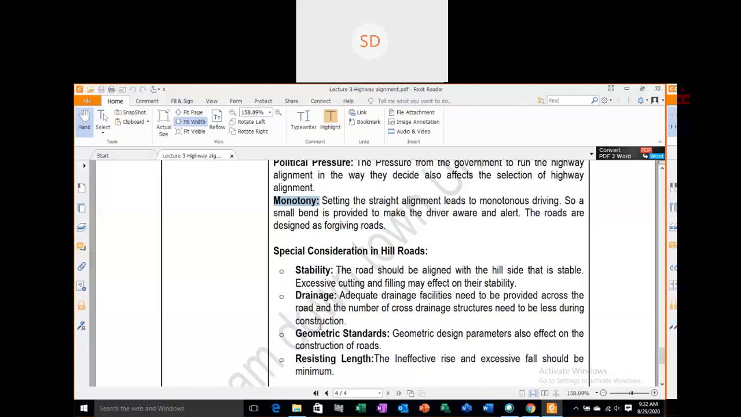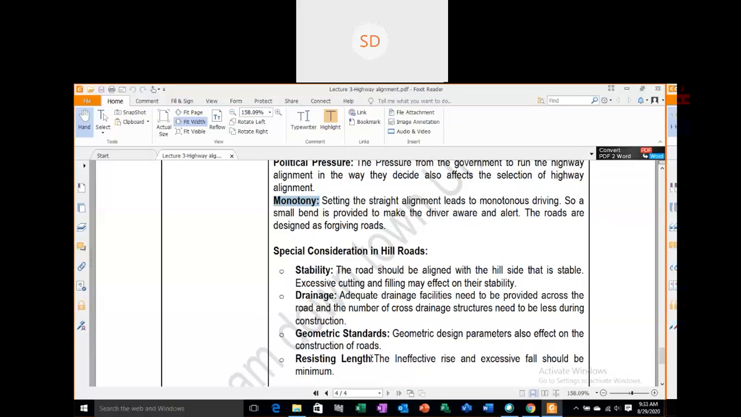Then geometric standards. There are different geometric standards which you need to follow for the hill roads, in terms of different geometric features, like the gradient. There are different standards for the gradient, that this much gradient you need to consider for the hill road construction. These standards you need to follow.